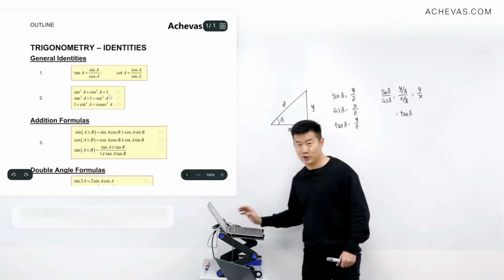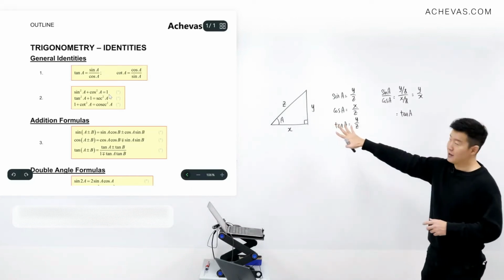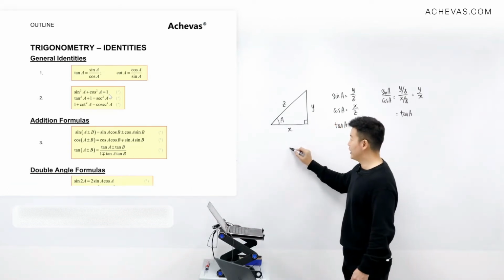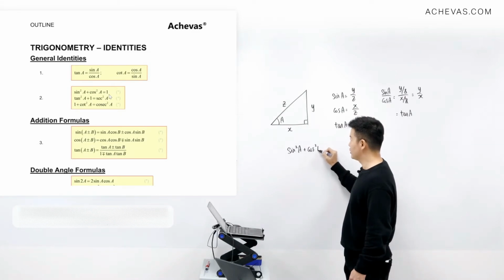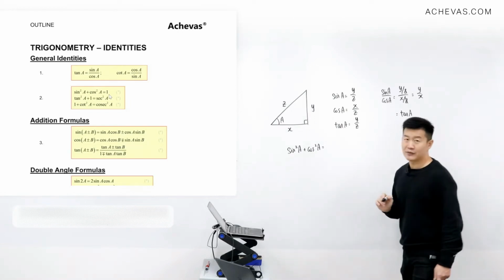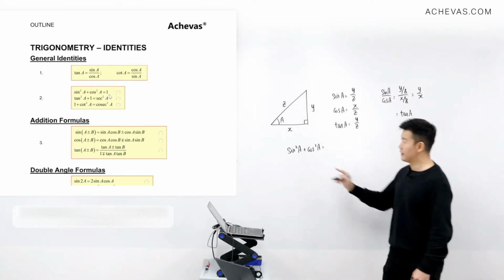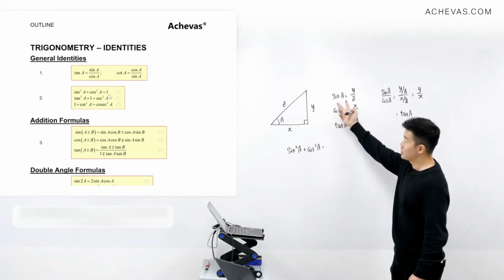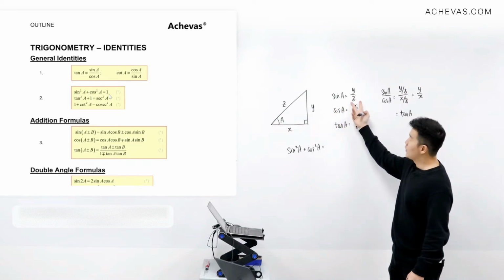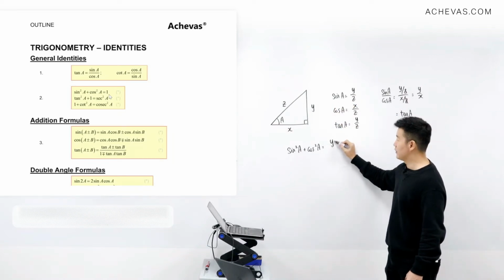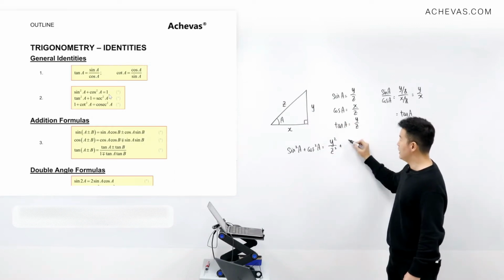Let's try to prove this also by making use of the same right-angled triangle. We're going to look at what sine square A plus cosine square A is, and we are going to find out if this is really equal to 1. So sine square A is like sine A times sine A. It is like Y over Z times Y over Z. So we have Y square over Z square, plus cosine square A, which is X square over Z square.